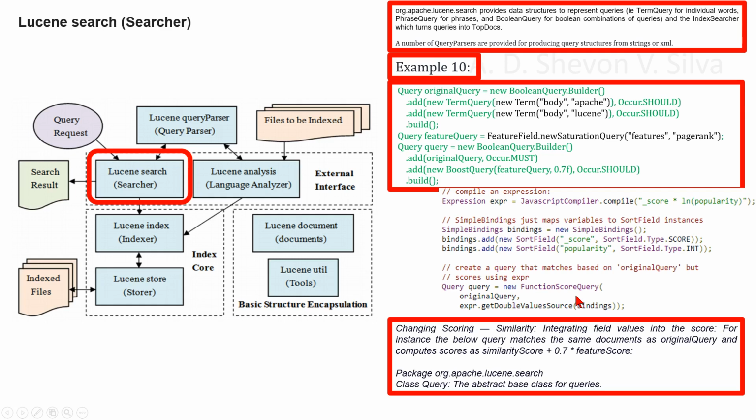For instance, this example shows how to compute the score as the similarity score multiplied by math.log of popularity using the expressions module, assuming that values for the popularity field have been set in a numeric doc values field at index time.